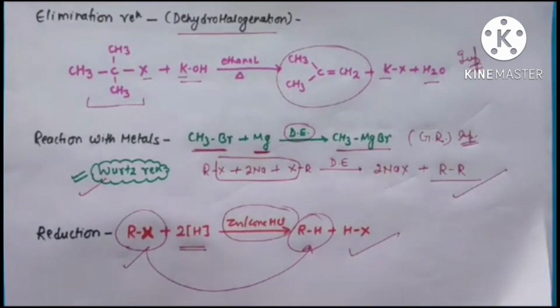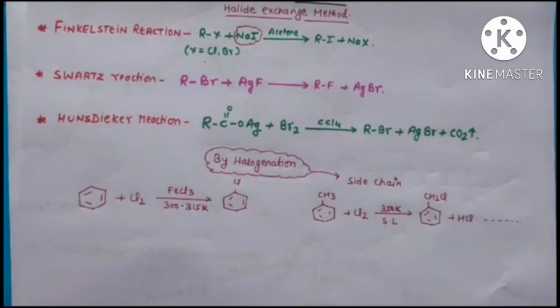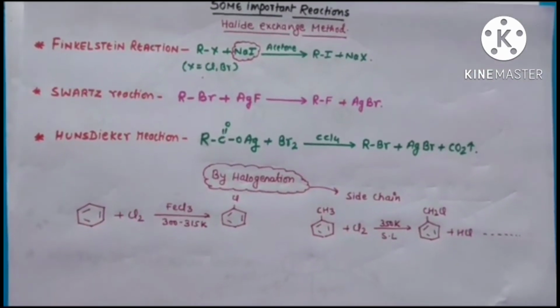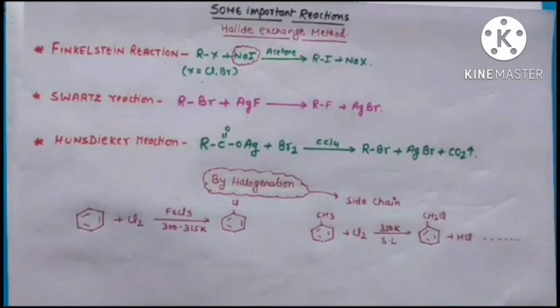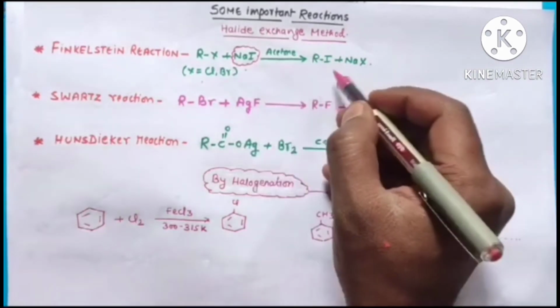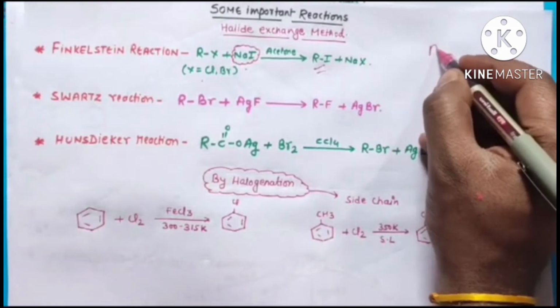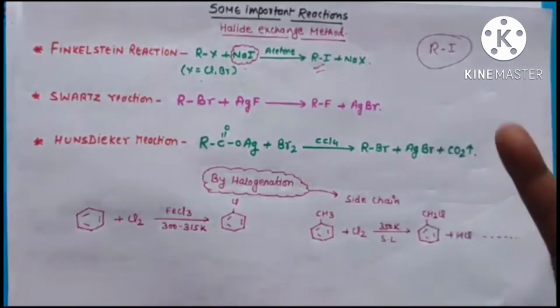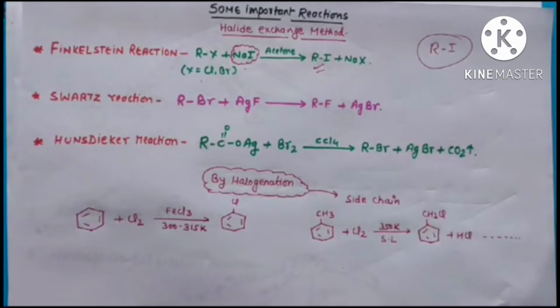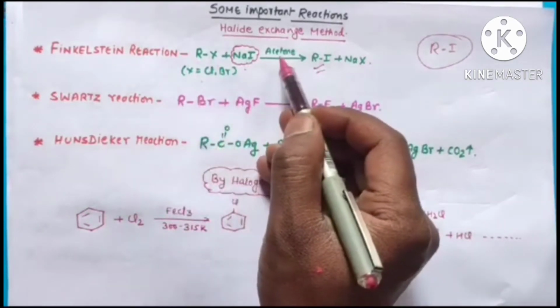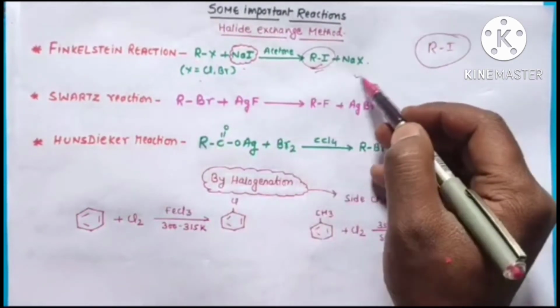Now I am moving to the next slide, that is some important reactions. These are frequently asked in examinations, some important name reactions you can say, or halide exchange methods. So in the halide exchange method, what happens? The first method we are going to discuss is the Finkelstein reaction. It is exclusive for the preparation of alkyl iodides, meaning CH3I, C2H5I, alkyl iodides. So RX plus NaI in the presence of acetone, RI will be prepared and NaX will come out.